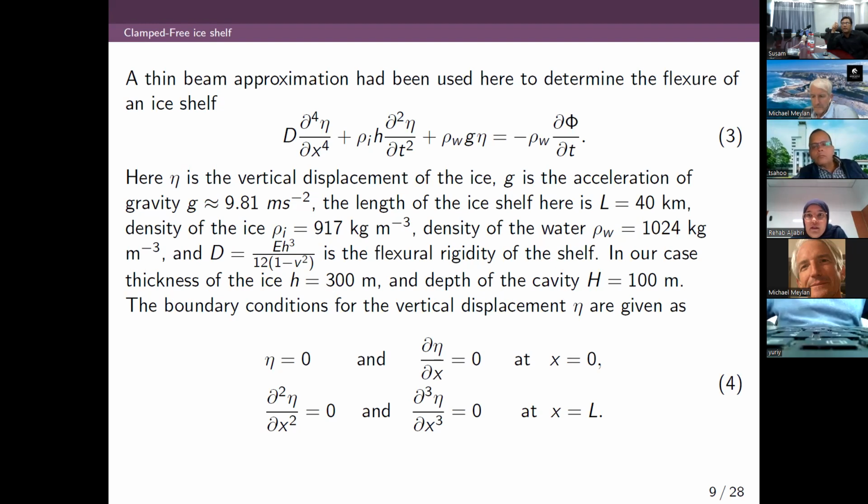Okay. But I think, tell Susam what the length of the ice is. How long was that? I think the length is 40 kilometers, so 300 meter can be thin ice. Okay, got it. Okay, thank you.